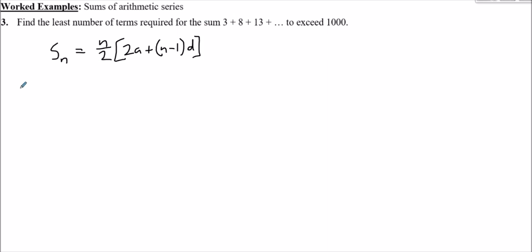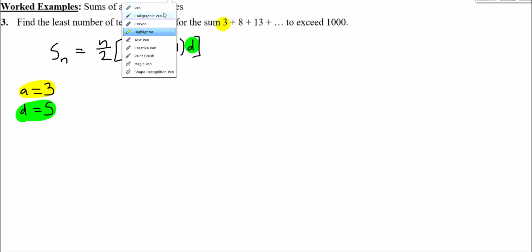So here, let's fill in what we know. The first term, a, is 3. The common difference is 5, because it's going up in 5s. And the number of terms, well, that's what we're trying to work out. We're trying to work out how many terms it takes for this thing here to go beyond 1000.